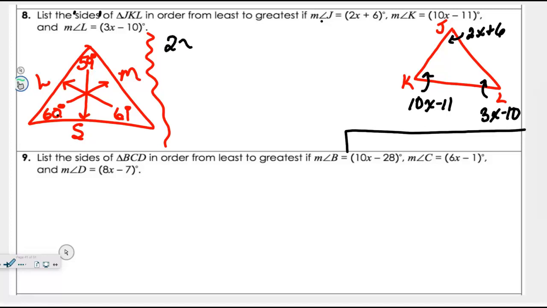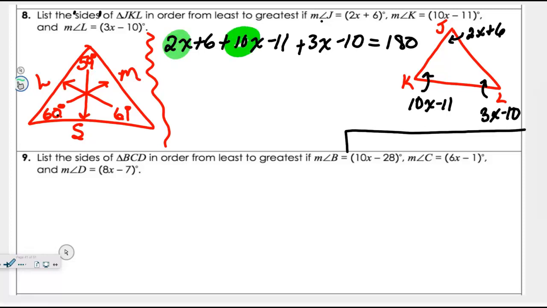To get x, I'm going to take all those angles: the 2x plus 6 at the top, the 10x minus 11 at the bottom, and the 3x minus 10. And what am I going to set it equal to? 180. And I'm going to solve that, right? To solve it, I'm going to combine all those like terms. So lots of algebra today. Looks like I have 15 x's when I tally those up. And then 6 minus 11 gives me negative 5, down 10, I'm down 15. Be very careful with that arithmetic if you need to use a calculator.